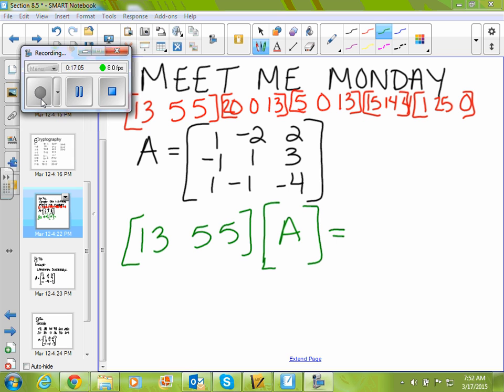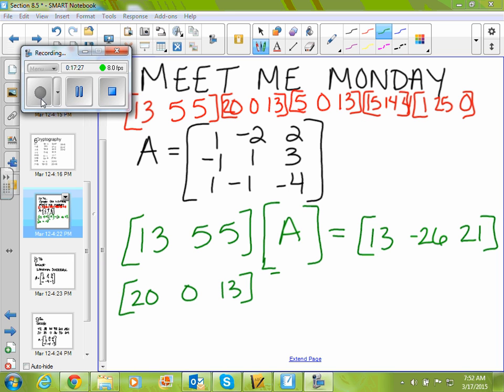Okay, so in doing that, you get a new coded matrix of 13, negative 26, and 21. If we do the same thing for our second matrix that we made, 20, 0, 13, and we multiply that by matrix A, we end up with a new matrix of 33, negative 53, negative 12.